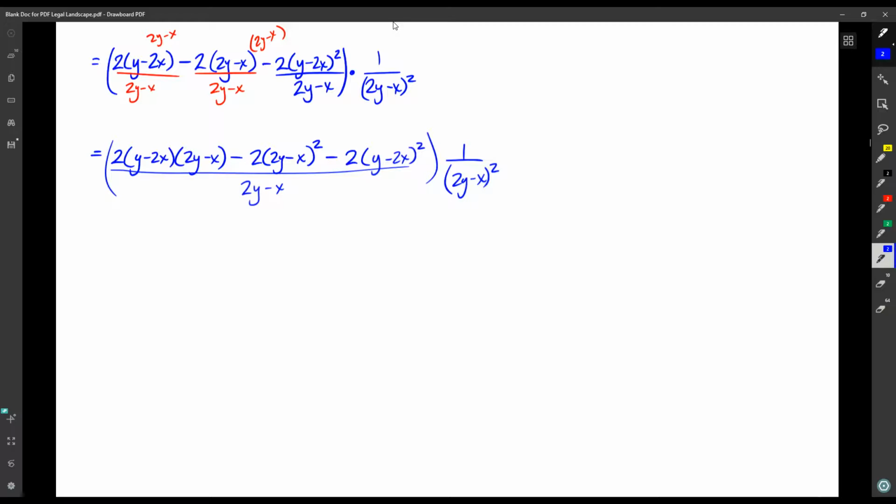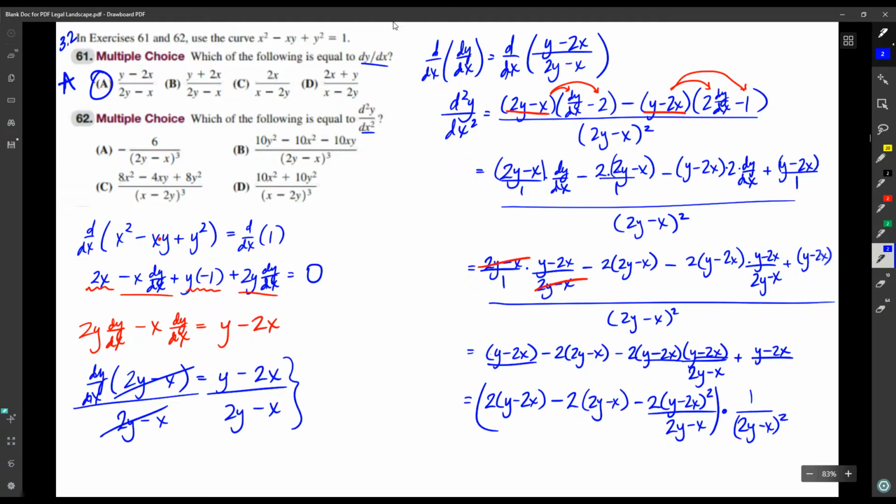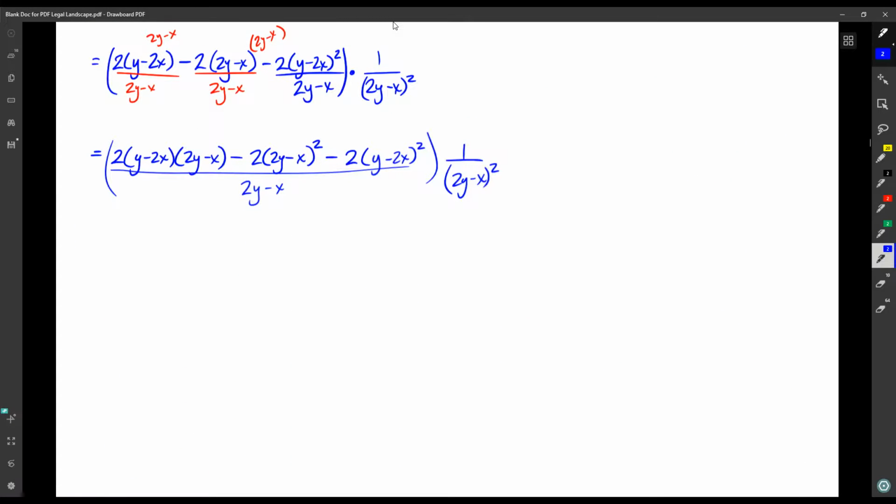How do we simplify this? 2y minus x, y minus 2x. Is there anything from the original equation? I don't think so. So I may have gotten myself a little bit lost here unless I just want to expand everything. I guess that's an option. Let's see what happens. If I factor out a 2 of all of this, I can take those away. So let's take 2 out and then expand.